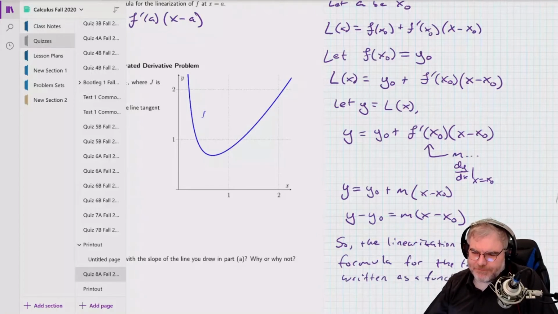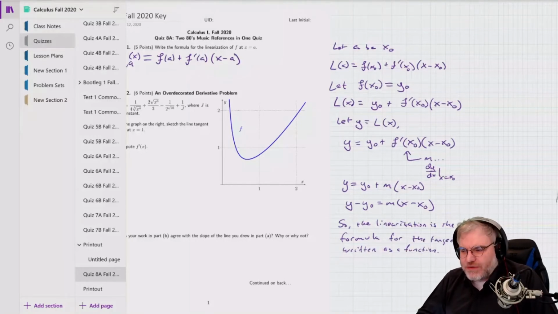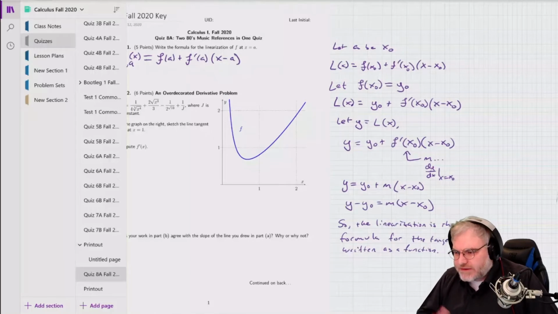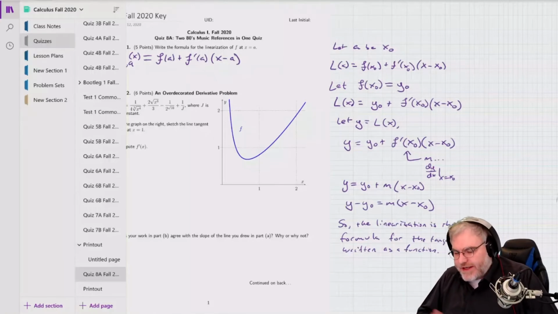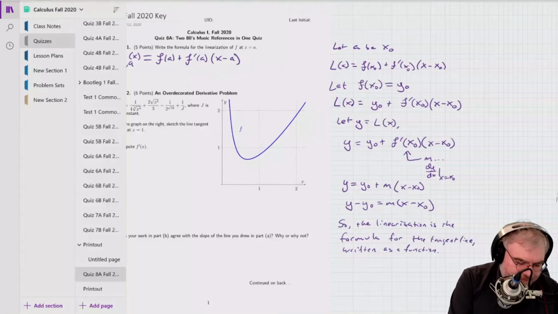Yeah. So that's all the linearization is. You take the tangent line, the point-slope formula for the tangent line, and you make a function out of it, right? It's a new function that gives the functional form of the tangent line. Not the slope of the tangent line, right? 1 to 5, how do we feel about that?